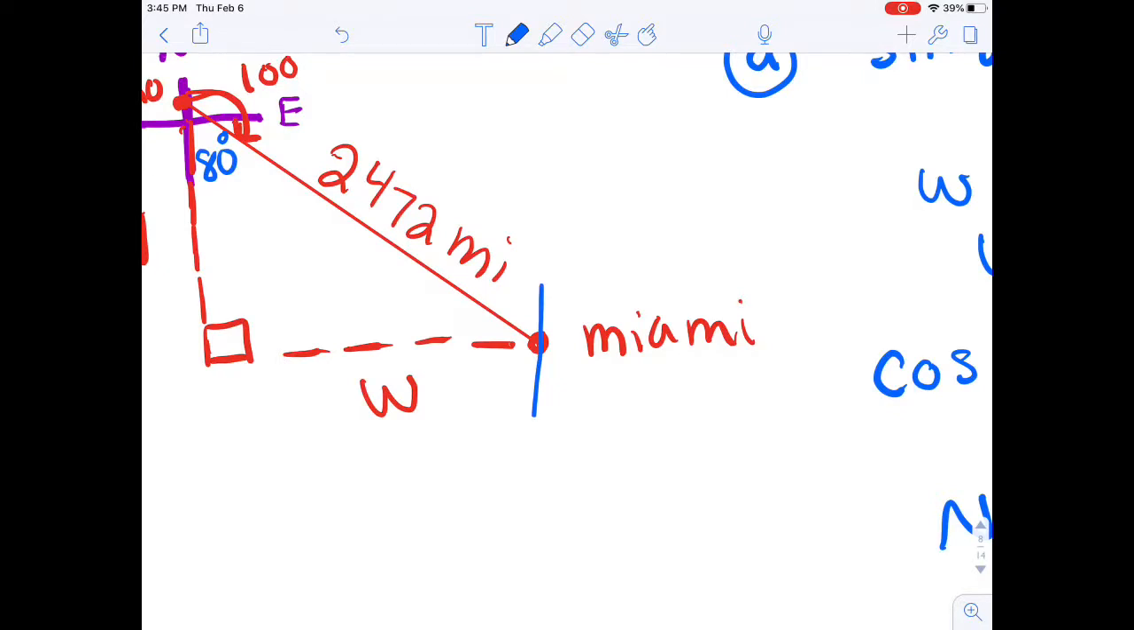And we are going to remember, if we're talking about bearings in air travel, air navigation, we always start from north and we are going to go clockwise. So I need to figure out what this angle would be so I can travel that same path back to Reno.